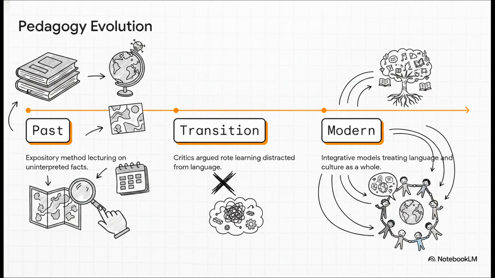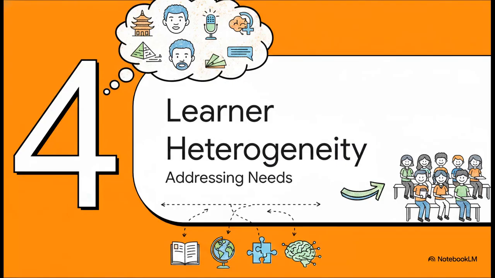So today, in the modern era, we use integrative models. This means we treat language and culture as a single, inseparable, living whole. Which brings us to Section 4, Addressing Learner Heterogeneity. This is the practical core of our explainer. How on earth do we adapt this complex material for the actual people sitting in front of us?